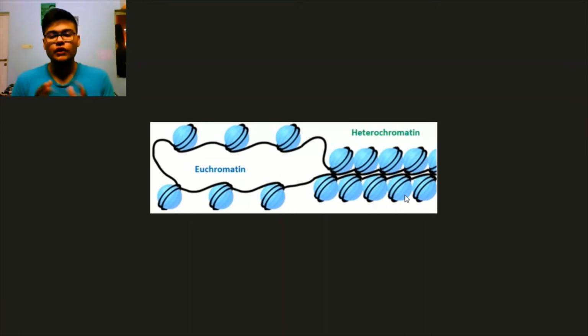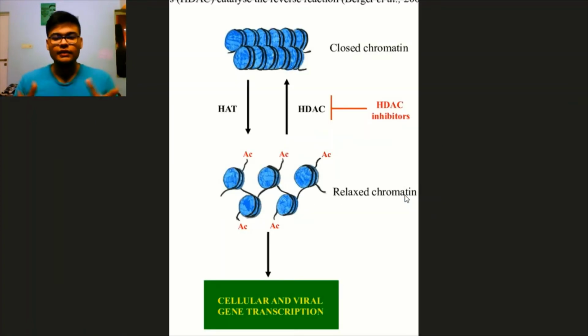Okay, so if you can switch between these two, you can let the cell know what parts of the DNA you have to read. Because if it's packed too much, the cell won't read it, and if it's packed too little, then all the genes will be read. So you need to maintain that perfect balance, so the right books are read from the library. Okay. So this balance is maintained by adding and removing acetyl groups.